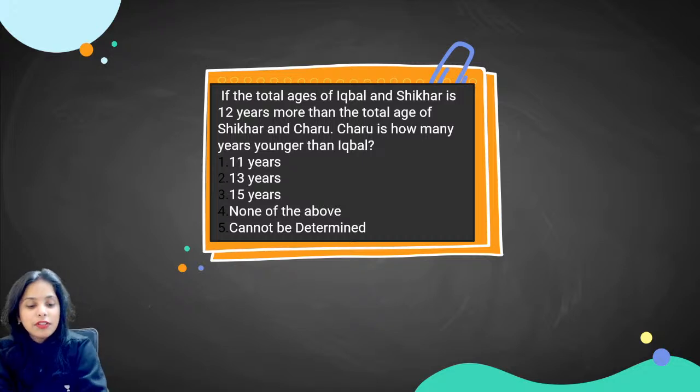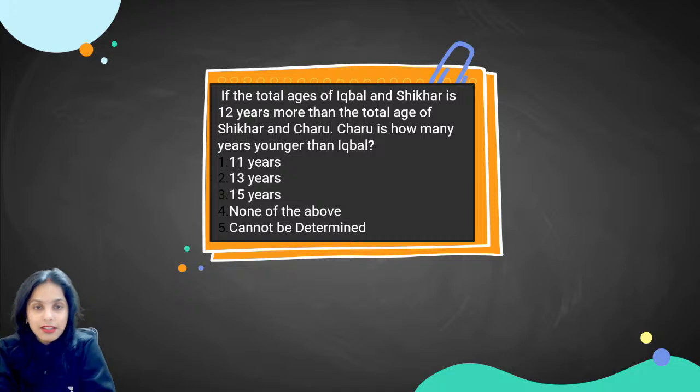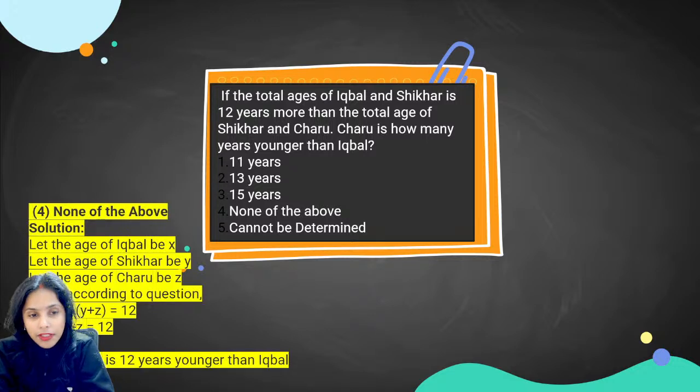Anyways, let's move on to the solution part of this particular question. So let's understand the first question. If the total ages of Iqbal and Shikhar is 12 years more than the total age of Shikhar and Charu, Charu is how many years younger than Iqbal? Let's quickly solve this. So basically, in this, we are going to let the age of Iqbal be X, Shikhar's age would be Y, and Charu's age would be Z.